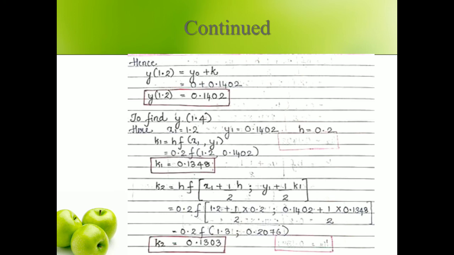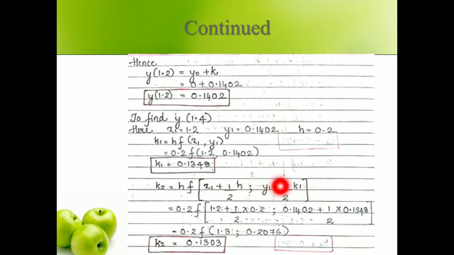Similarly, find out for 1.4. So now we'll be solving it for 1.4. Our initial values will be x1 will be 1.2, y1 will be 0.1402, h value will be 0.2. So k1 will be equal to h of f x1, y1. So h value is 0.2, x1 is 1.2, y1 is 0.1402. So k1 will be equal to 0.1348.